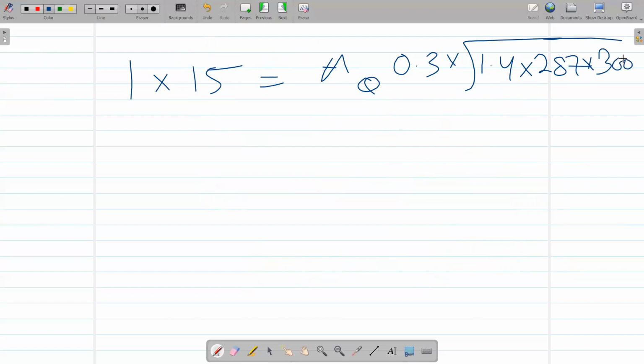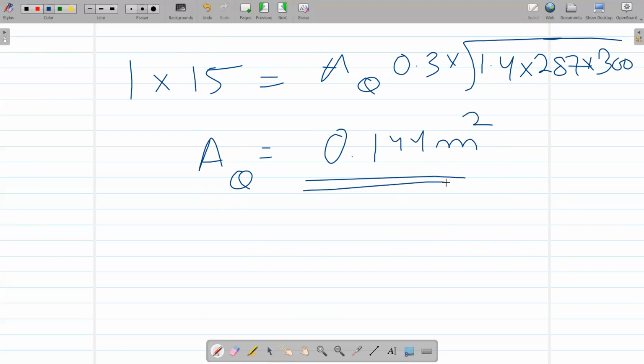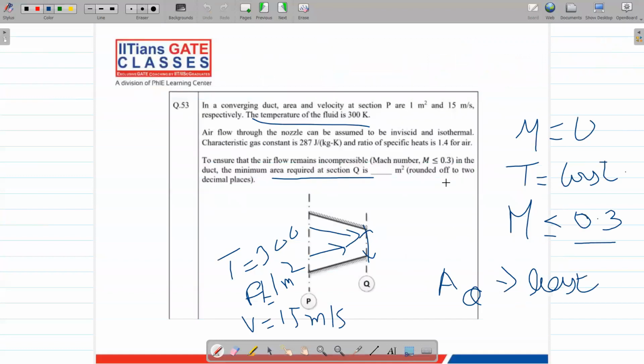Doing the calculation, you will find that the least area that I can go to is 0.144 meter square. So this is the least area that I can have at location Q. Rounding off to two decimal places, it will be 0.14.